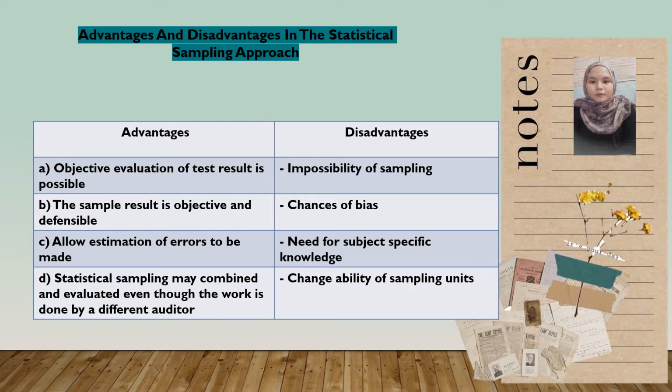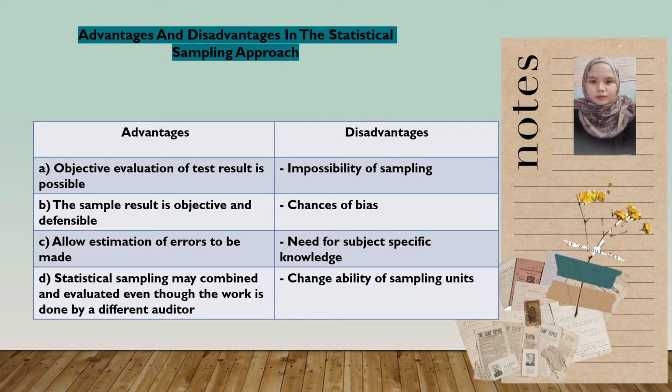After that, I want to talk about the advantages and disadvantages of the statistical sampling approach. The advantage for A is that objective evaluation of test results is possible, while the disadvantage is the impossibility of sampling. For B, the sample result is objective and defensible, while the disadvantage is the chance of bias. For C, it allows estimation of error to be made, while the disadvantage is the need for subject-specific knowledge.